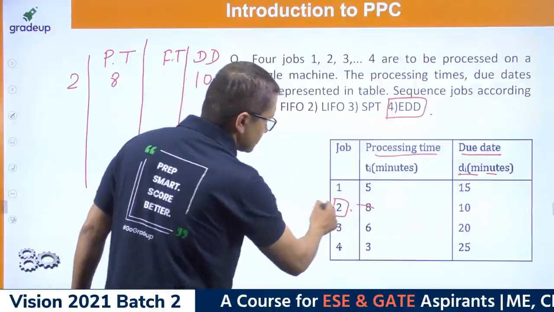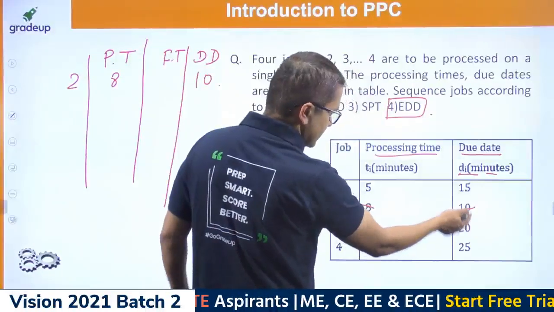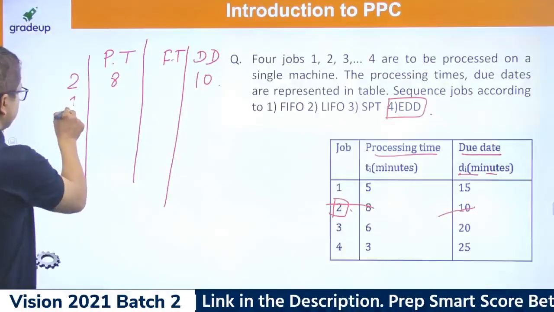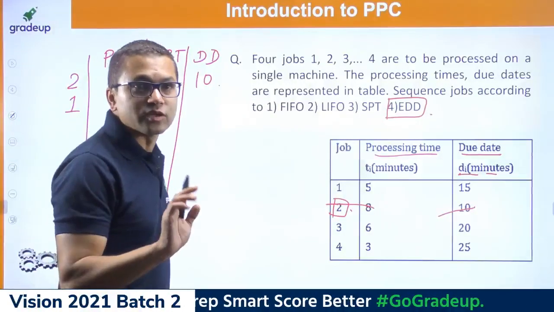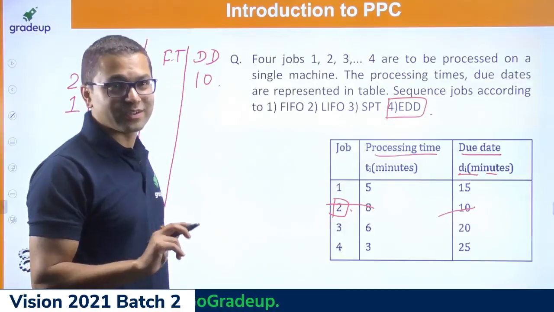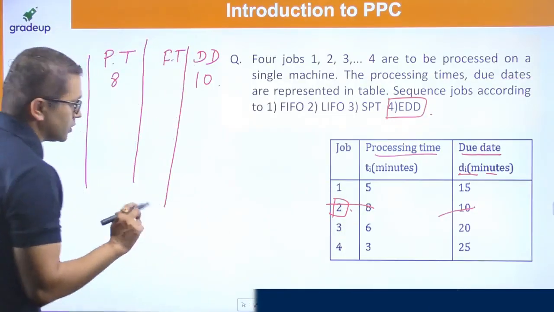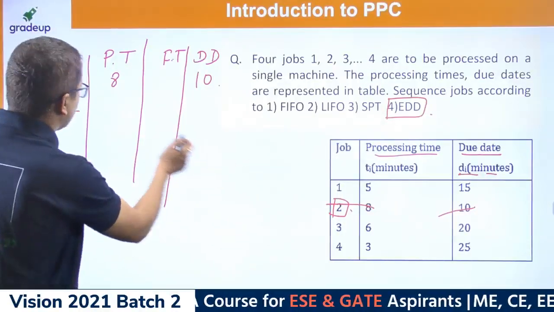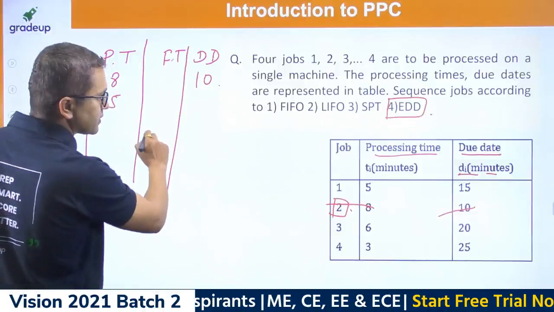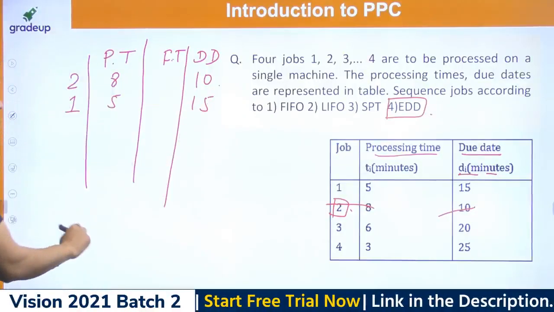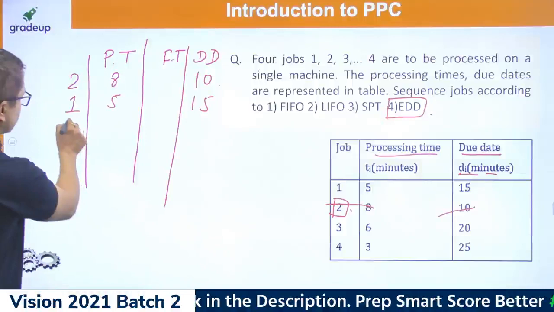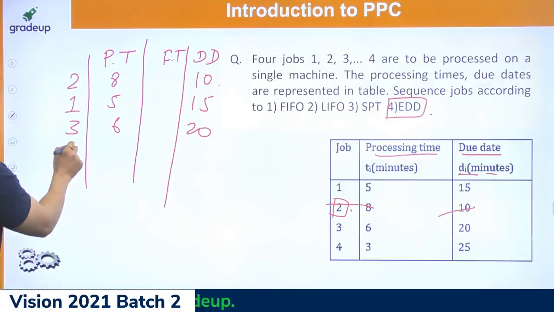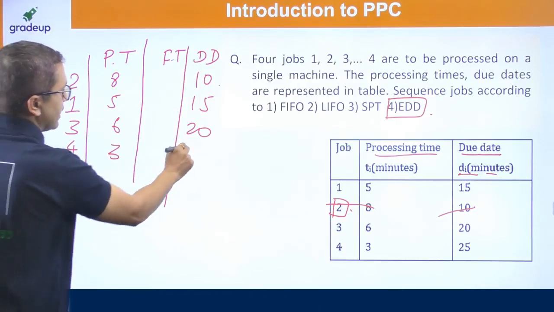What about the second? Which one is the next one? Yes, exactly, 2, 1 should come next. Kumar Mahesh has already told us 2, 1, 3, 4. Yes, exactly, Shubham. 2 is the least, next one is 1, and I'm going to write 5 and 15 over here. Then it has to be 3, this is 6, this is 20. Then 4 is 3 and 25.